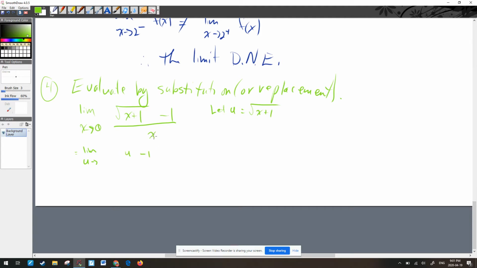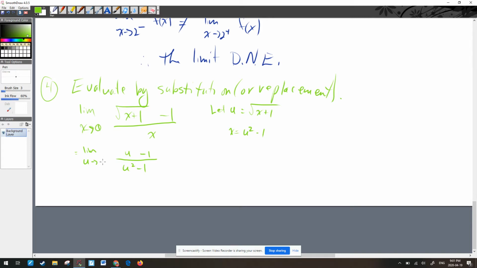Now I need to replace this x. So what I can do is solve for x in this expression. I'm going to square both sides and move the 1 over, so it's going to be minus 1. So I can see that x is going to be equal to u squared minus 1. So I can come back here and say this is going to be u squared minus 1.